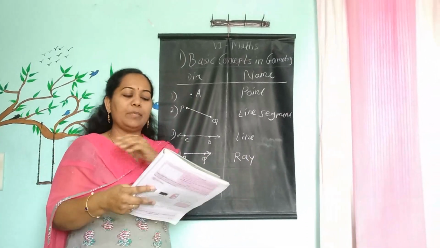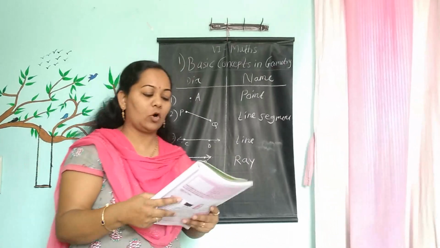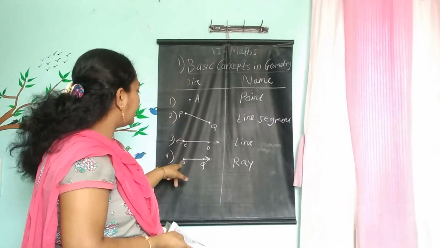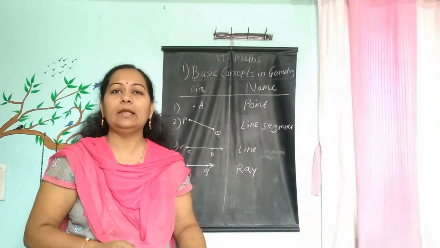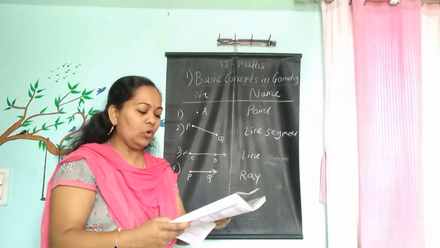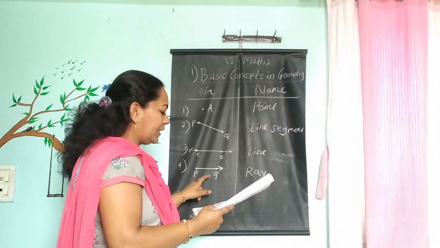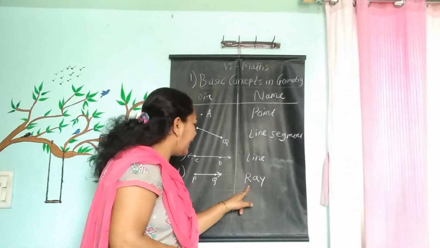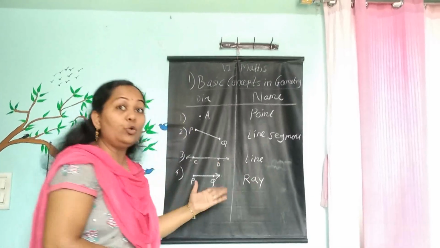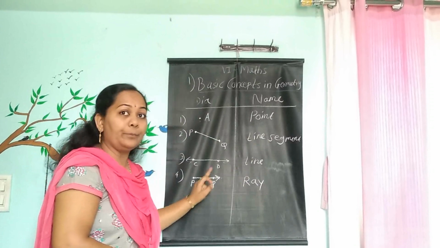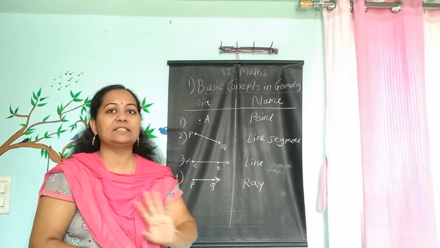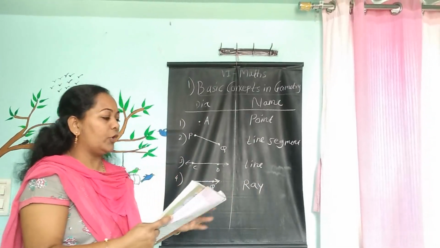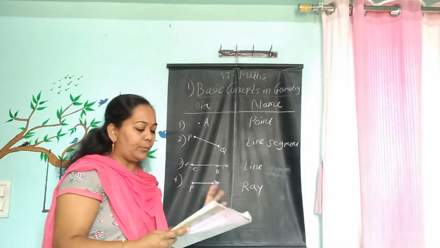It's called a ray, R-A-Y. Ray means an arrow. It may be called an arrow. It starts with an origin and goes in any direction. So the ray PQ is read as ray PQ. How to read this ray? Ray PQ. While writing, your answer will be like that. I hope you understand all these points.